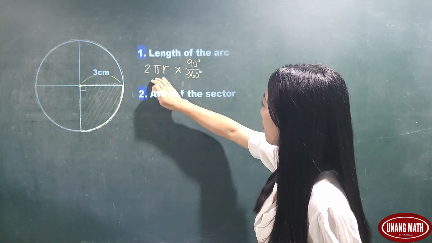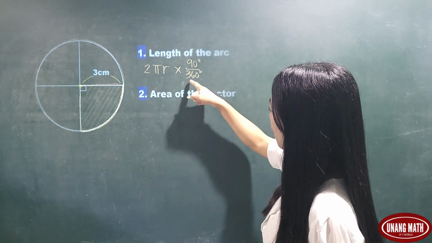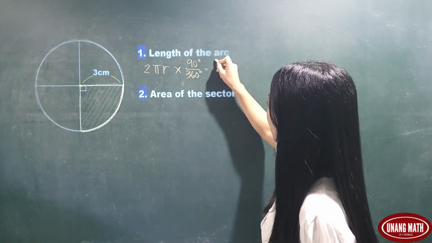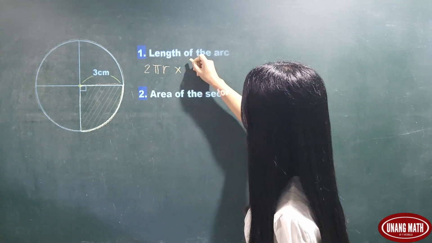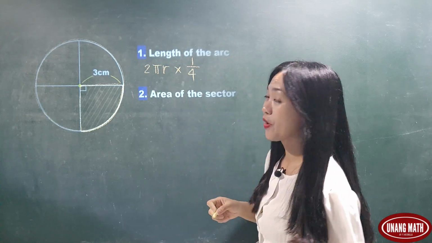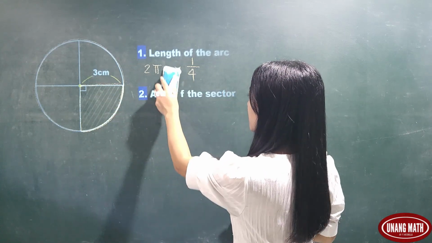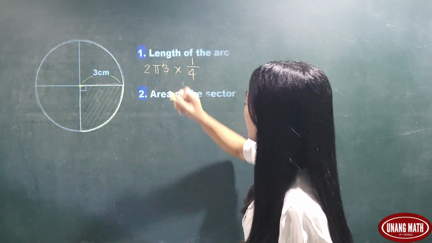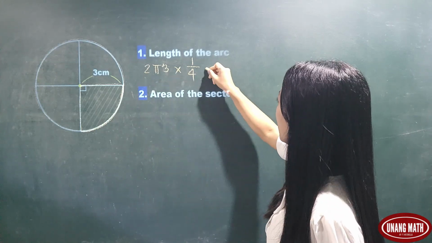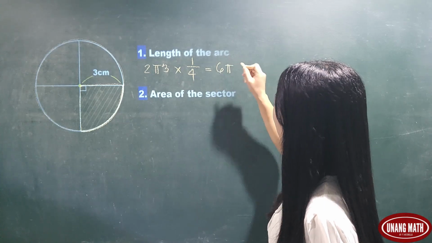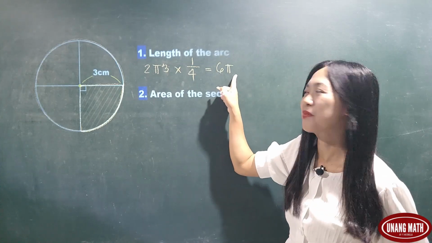So now we have 2 pi r times 90 over 360. We can simplify 90 over 360, and this is equal to 1 over 4. Let's use 1 over 4, so this is times 1 over 4. Since the radius is given, which is 3 centimeters, let's substitute. So this is 3. Let's simplify. 2 pi 3, then this is equal to 6 pi. Since they did not give the value of pi, then we will just write the symbol pi here.